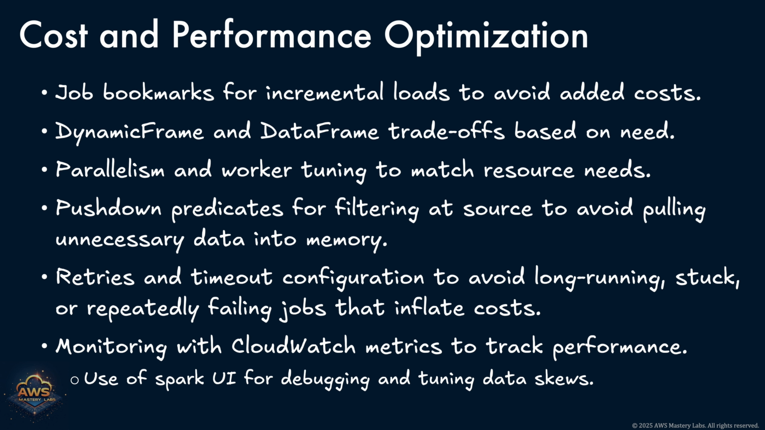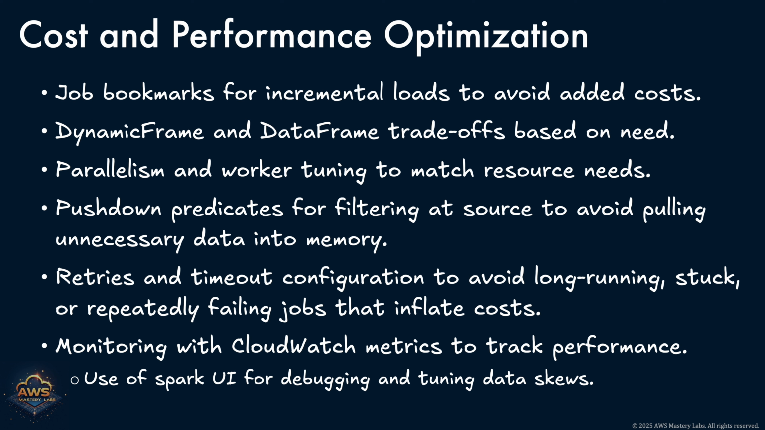Next, consider the trade-offs between dynamic frames and data frames. Dynamic frames are great for schema-evolving data and come with rich transformation options, but they can introduce a performance overhead. On the other hand, if your schema is well-defined and stable, using Spark native data frames can give you better performance through more optimized execution. Tuning for parallelism and worker configuration is also crucial. AWS Glue offers multiple worker types and lets you control the number of workers. Choosing the right combination ensures you're not over-provisioning resources for small jobs or underpowering large ones.